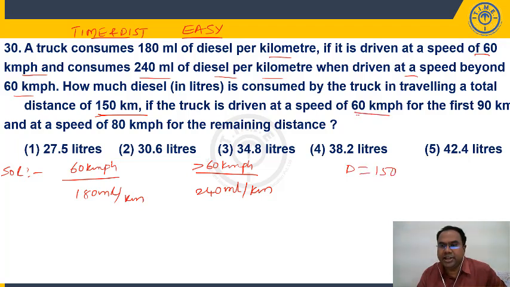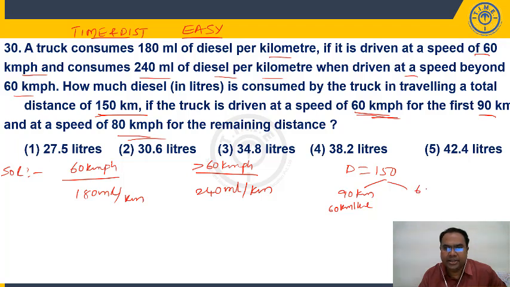The truck is driven for the first 90 kilometers at 60 kilometers per hour speed, and at a speed of 80 kilometers per hour for the remaining distance. Okay. 90 kilometers is going at 60 kilometers per hour speed and the remaining distance, 60 kilometers, is going at 80 kilometers per hour speed. It is now simple.